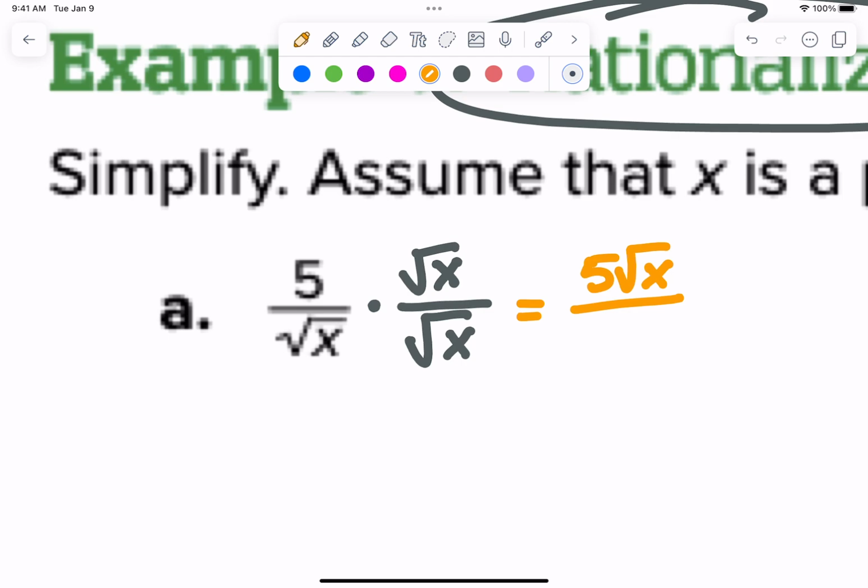Okay, what is the square root of x times the square root of x? x. Just x. Another way of thinking of this is the square root of x squared, right? There's 2 of them. Well, a square and a square root cancel out. Okay? So there is that. What else? Nothing. Have we successfully gotten rid of the square root on the bottom? I say so. We're done.